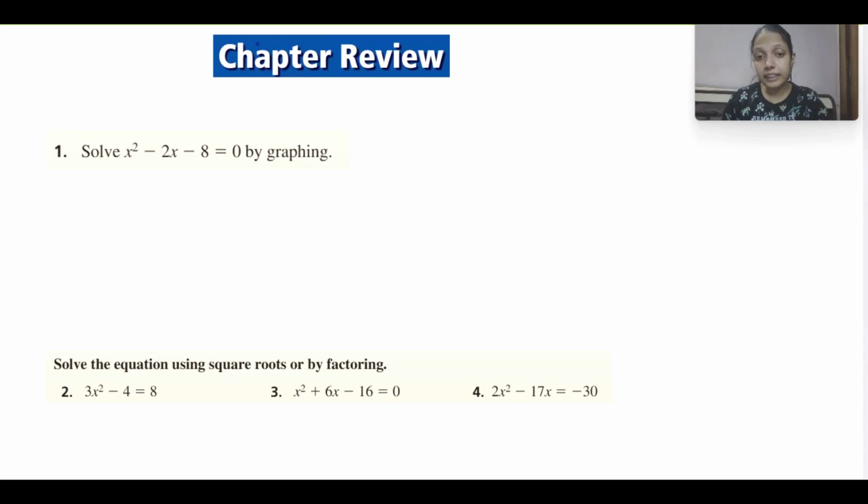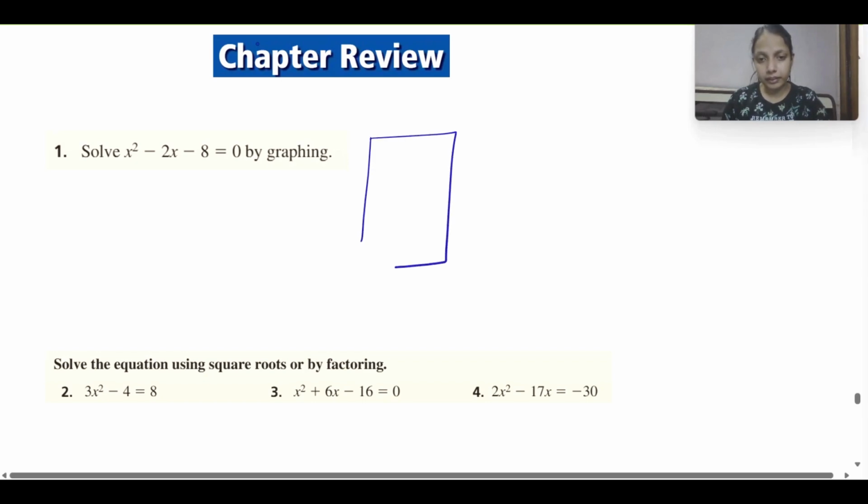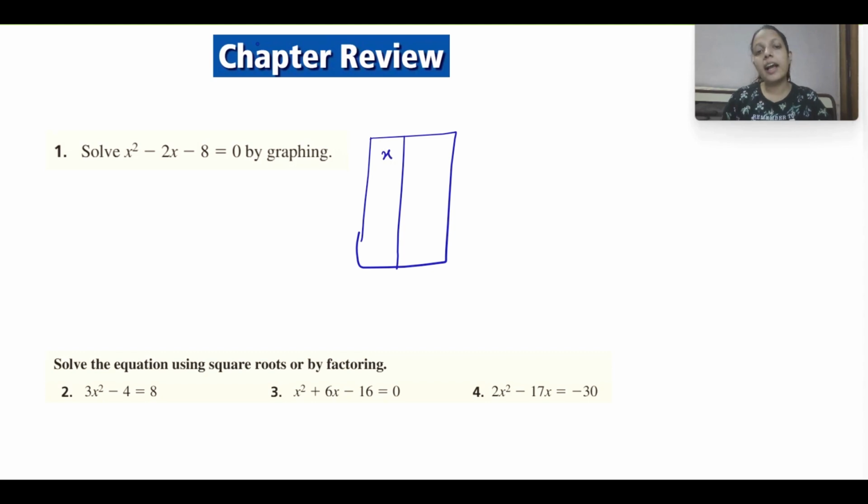To draw this, I will make a table which contains some values of x and the function value. Whatever I substitute, the answer is the function value. So here I substitute 0 into x² − 2x − 8. I'm using this to draw the function. If I substitute 0, I get −8.